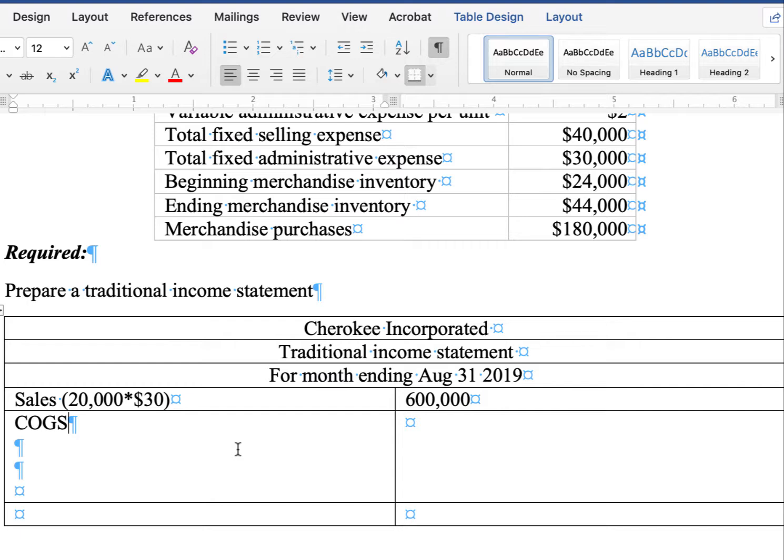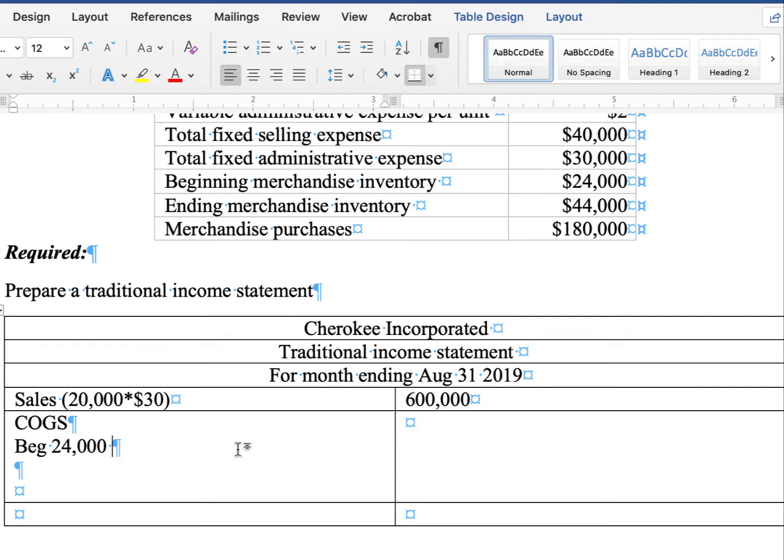So we need to figure out what our cost of goods sold is. They do not tell us in the problem, but they give us enough information to figure it out. We know our beginning inventory is $24,000. So at the beginning of August, we had $24,000 worth of merchandise.